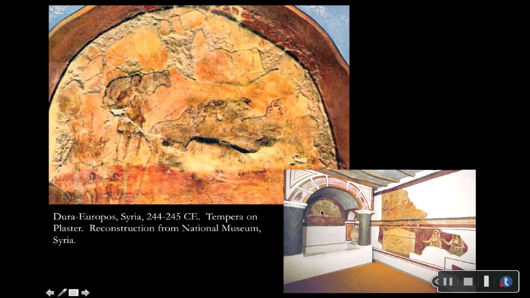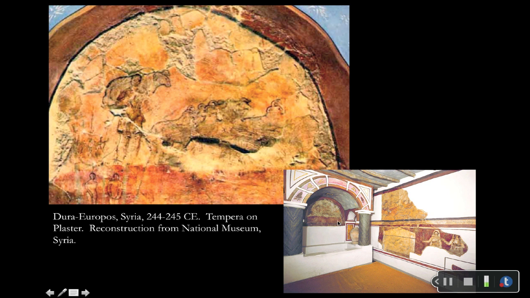Into the baptistry. So this is a reconstruction of what it would have been like in a local museum in Syria, in the National Museum. It's right there. So if you move here and you look right above, this would have been a place for baptisms, kind of a bath.